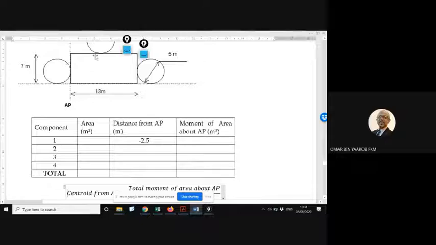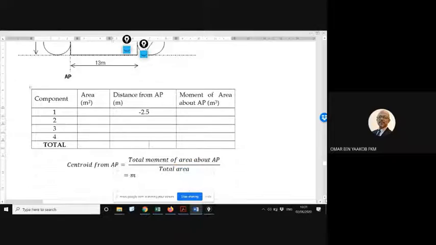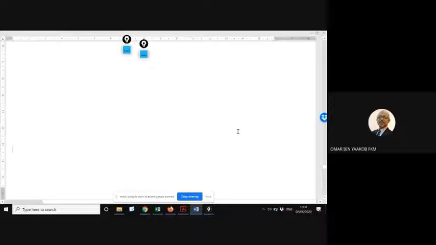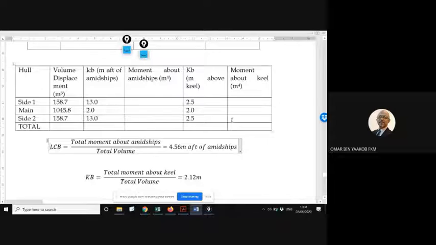If you want to find the center of gravity of this whole area, you can find it by using this table: the component, area, distance, moment. So finally, you get the center of gravity, you have the final moment, and you can get how many meters it is. You can try this. And then this is volume, same thing, to find KB and LCB of the component of the ship.